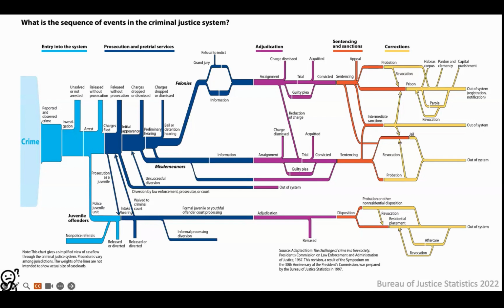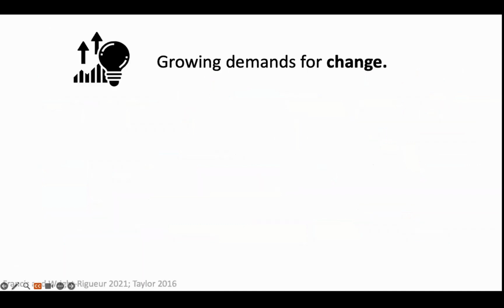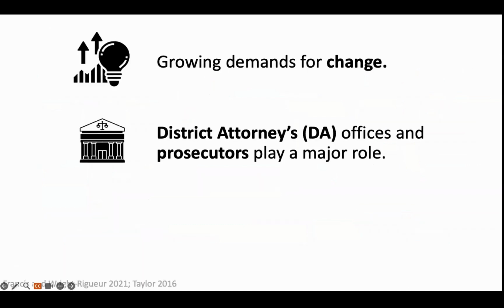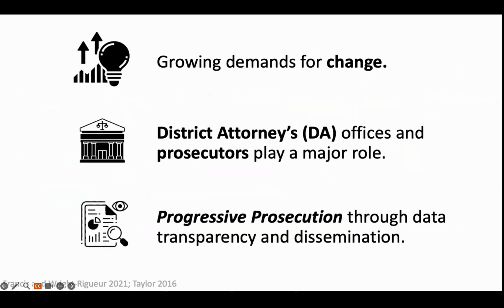So you have some crime, and from this crime to go all the way to be resolved, you have a series of decisions that people have to make. And again, I don't think we need to get anything from this besides that this is a very overwhelming system. And because of this, there's increasing demand for change. District attorneys and prosecutors play a major role in pushing for change. The primary goal they have is to push for change through data transparency and dissemination. And they call themselves progressive prosecutors.